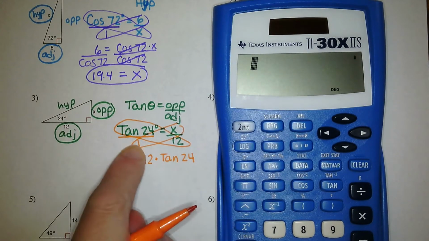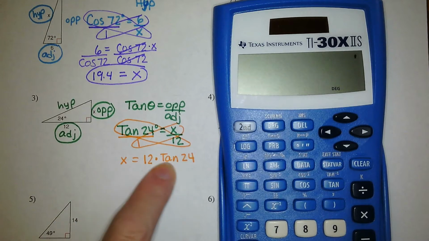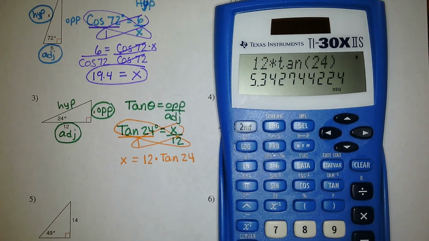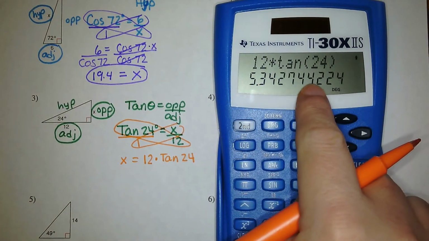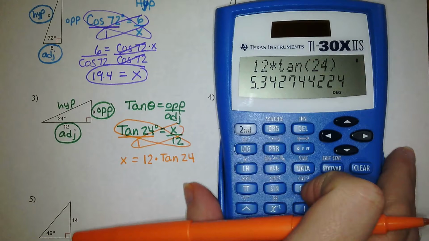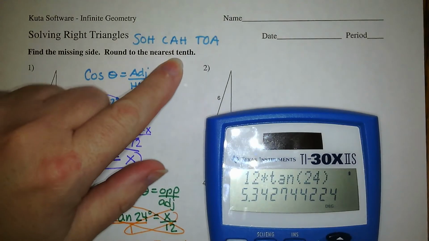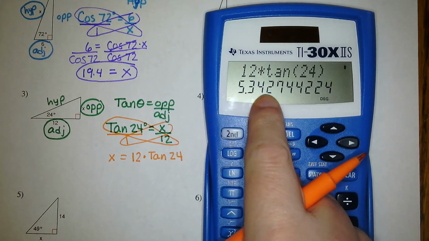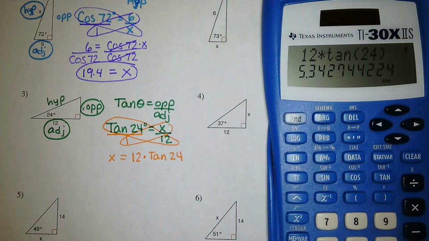And 1 times x is x, so all we have to do is multiply these two together. So I'm going to do 12 times, and then I'm going to hit tangent of 24, and then close my parenthesis and hit enter. When I do, I get this number, but I need to make sure that I go back up and reread. I want the nearest tenth, so that's 1 decimal place. The 4 tells you to stay, so we're at 5.3.